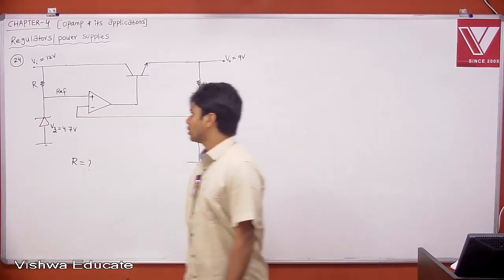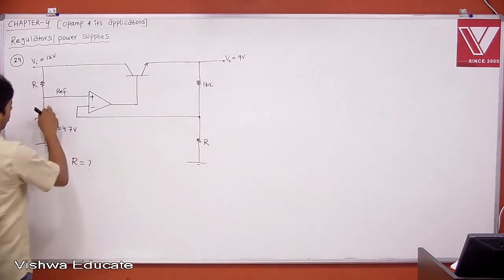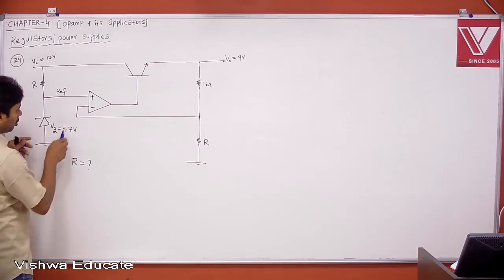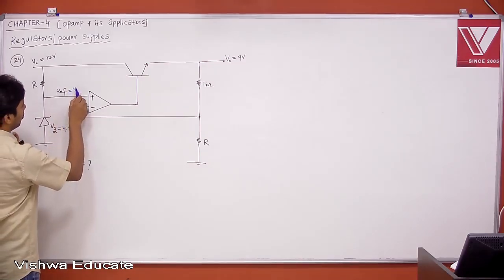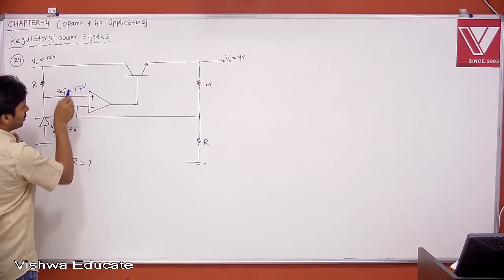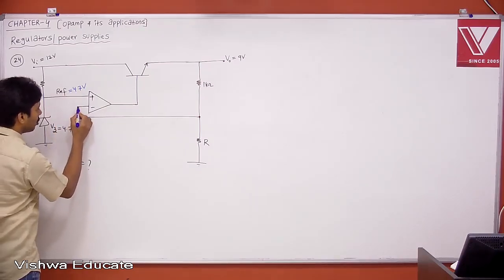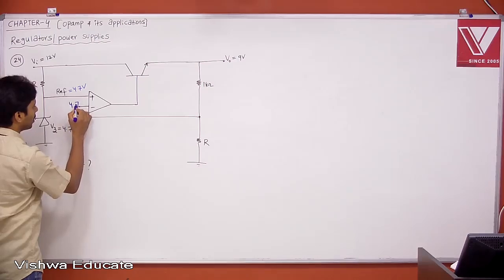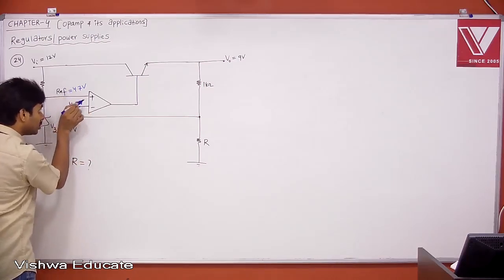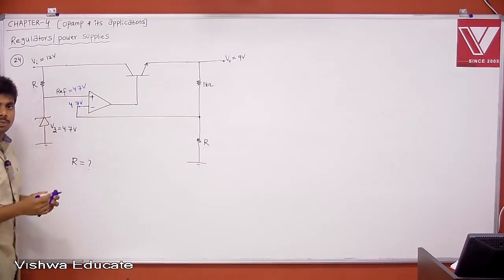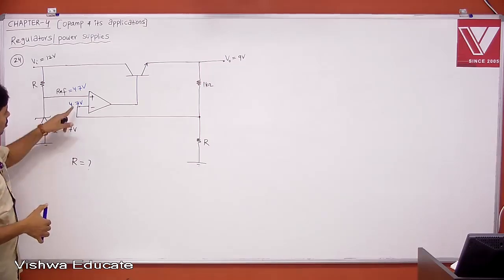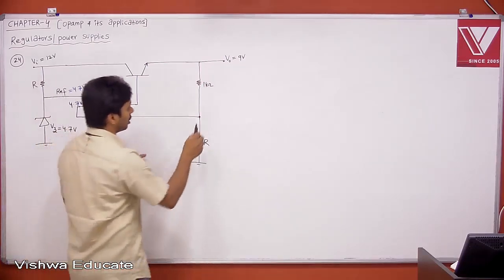What does it mean? The voltage at this point. Now what is your reference voltage? Your reference voltage is 4.7. Therefore the voltage at plus is 4.7. And what is the voltage at minus? The voltage at minus is also 4.7. This negative voltage is trying to track your positive voltage to make the error voltage almost 0. Then this 4.7 is nothing but beta V0.